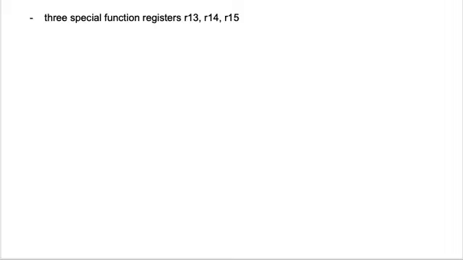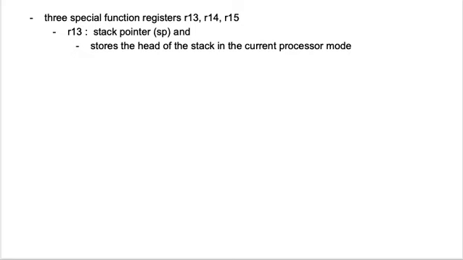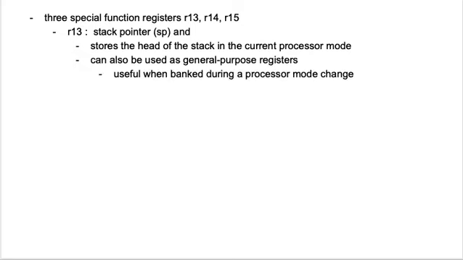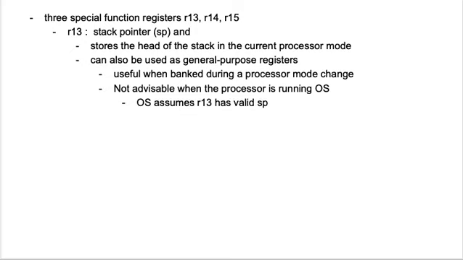Now we will see the three special function registers. R13 is the stack pointer and it stores the head of the stack in the processor mode. It can also be used as a general purpose register. It is useful when banked during a processor mode change. It is not advisable to bank this register when the processor is running the operating system, because the operating system always assumes R13 to have a valid stack pointer.